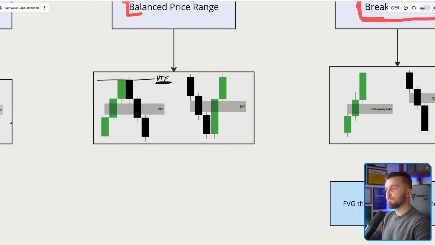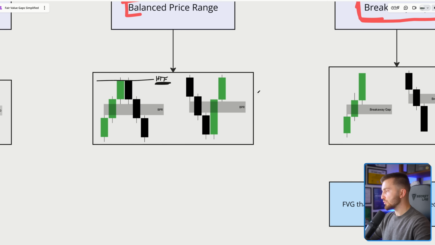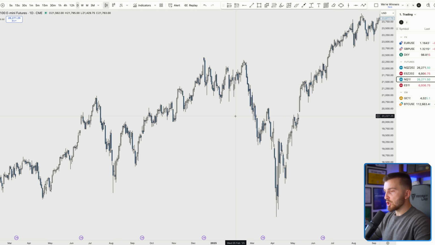Just as I've shown before, all of these reversal fair value gaps are incredibly important when we have a reaction out of a higher time frame key level. And let me show you why. So now we are in the charts, and this is what is important to understand.